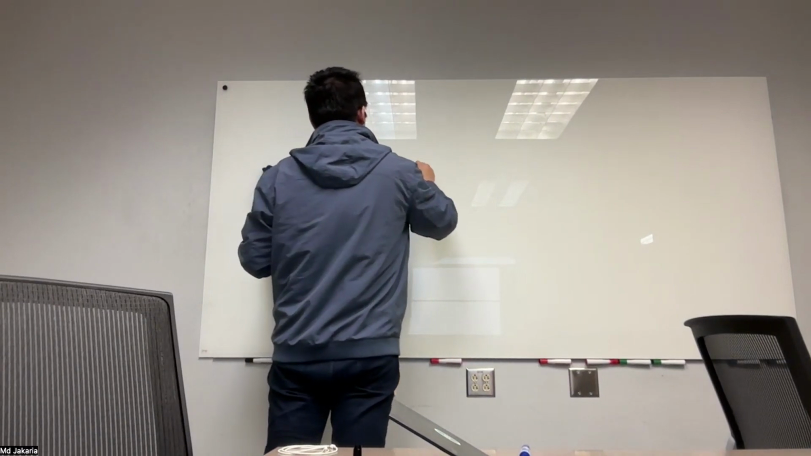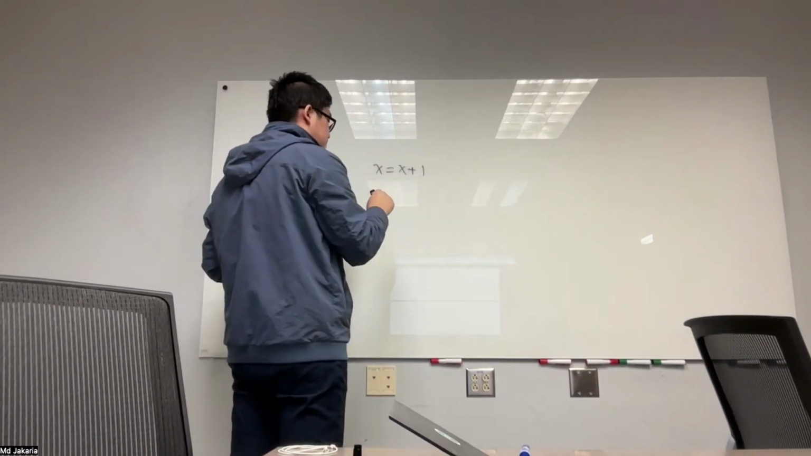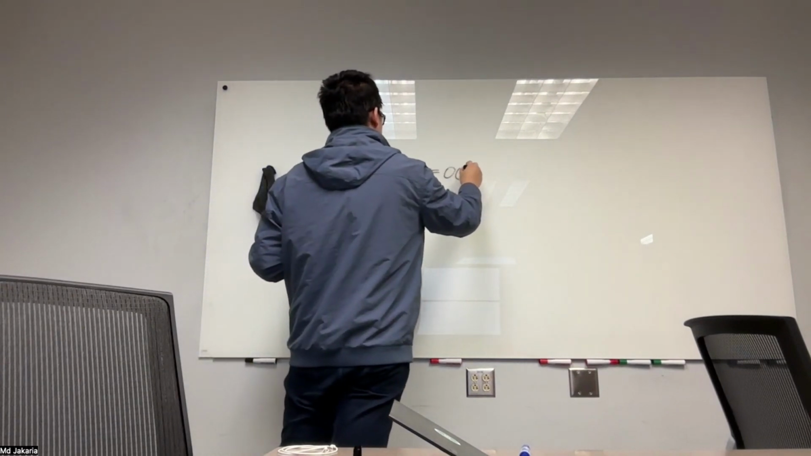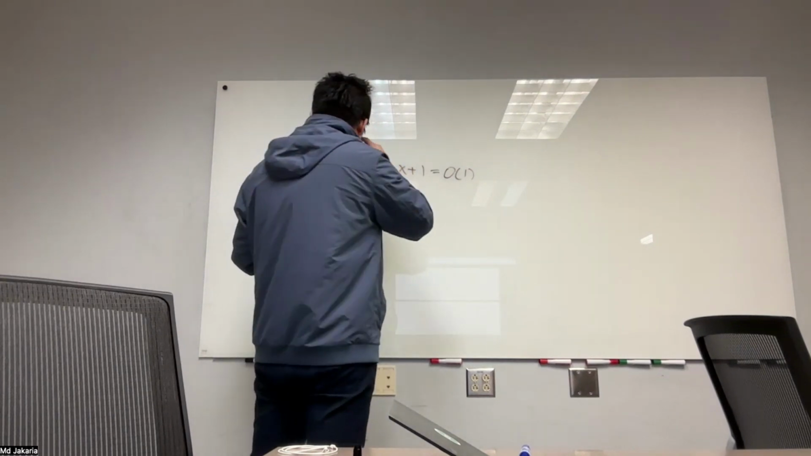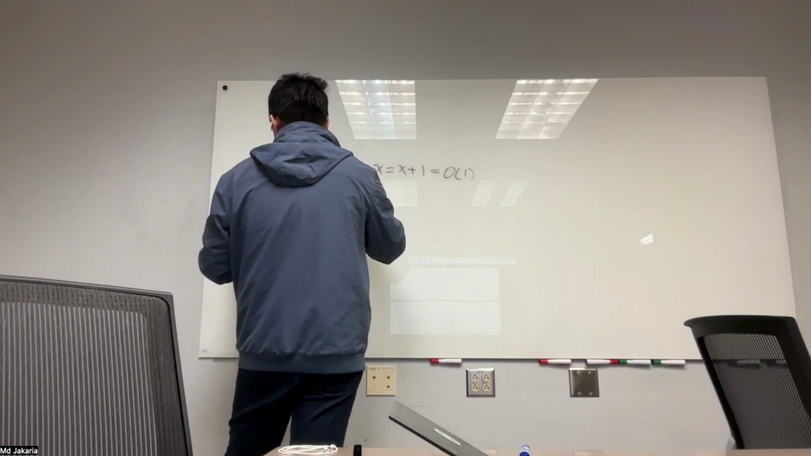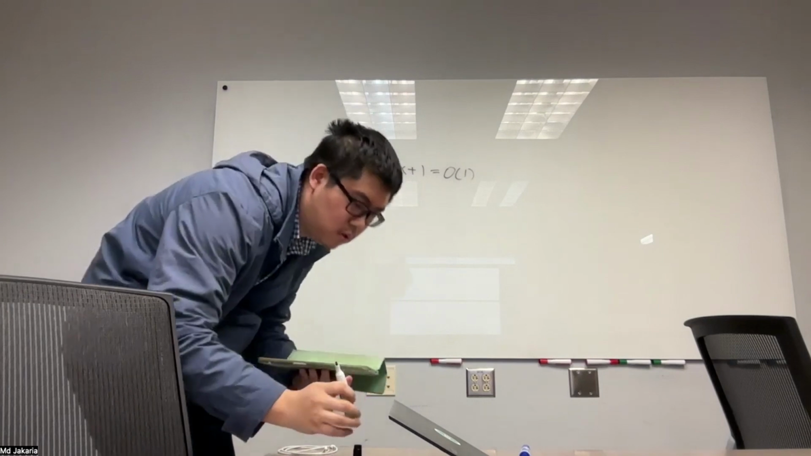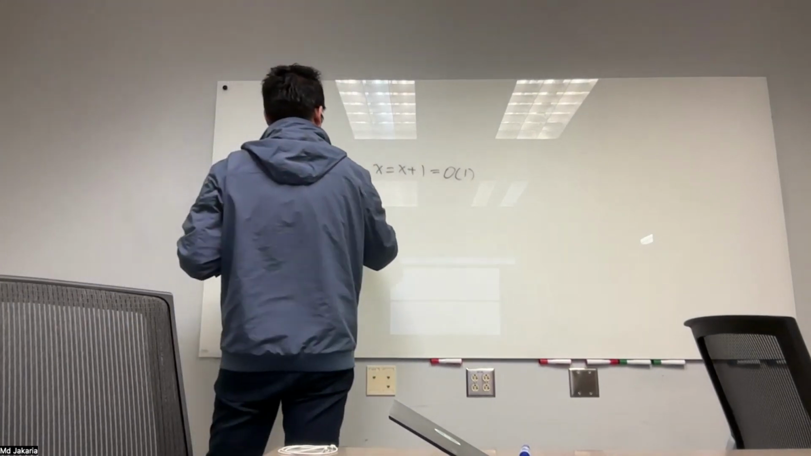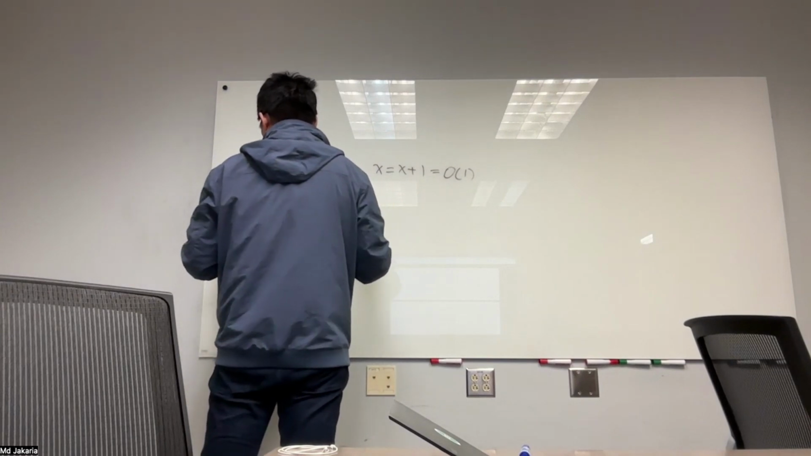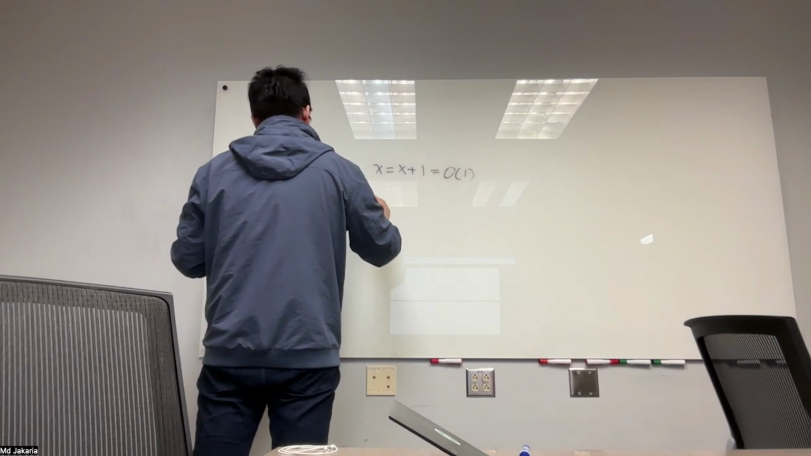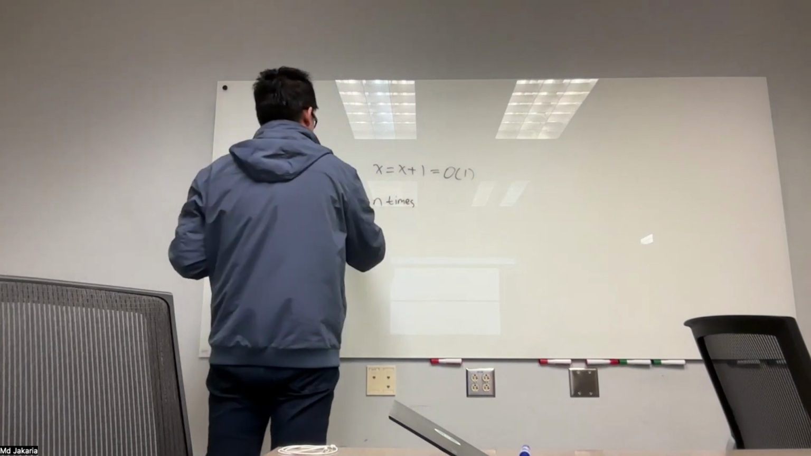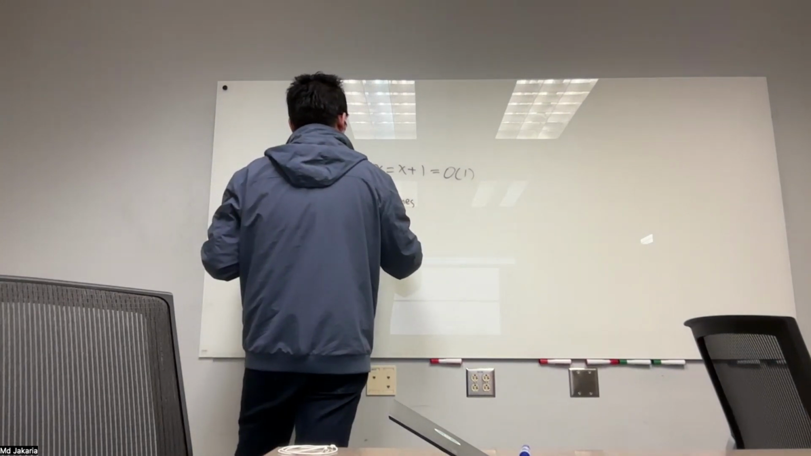x equals x plus 1. That's the actual operation performed by this algorithm. This thing takes constant time, okay? Good. So for i equals 1, this happens n times, okay? For i equals 2, n divided by 2 times.